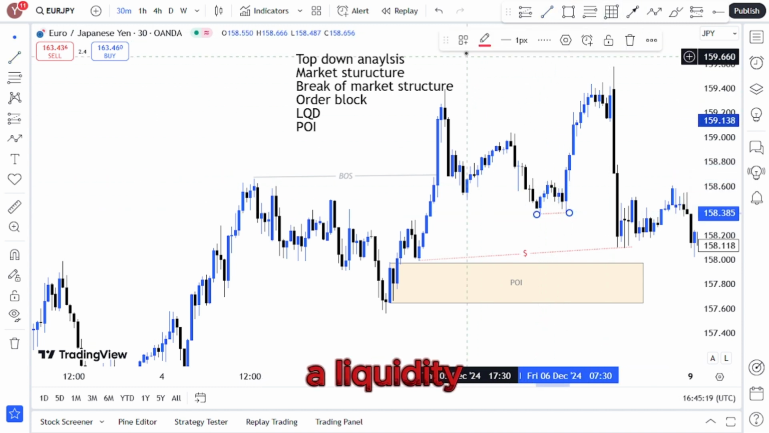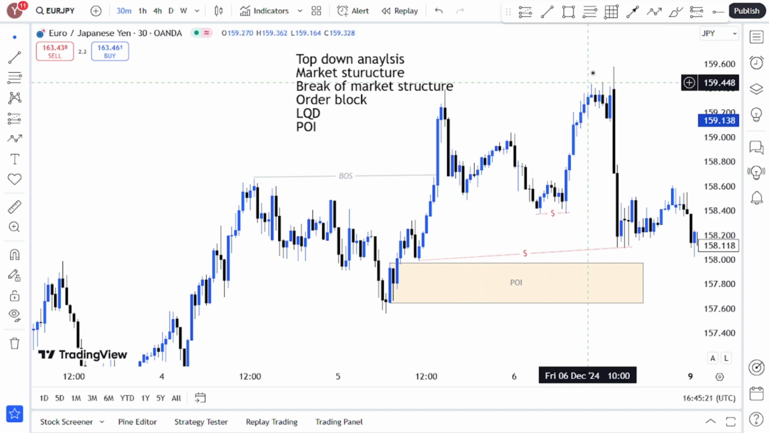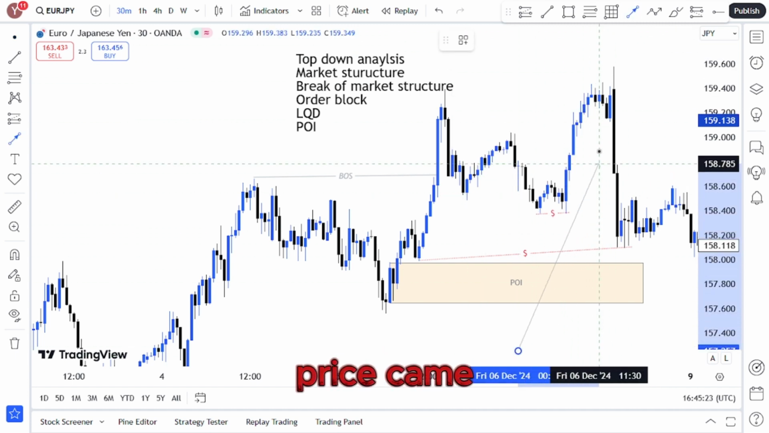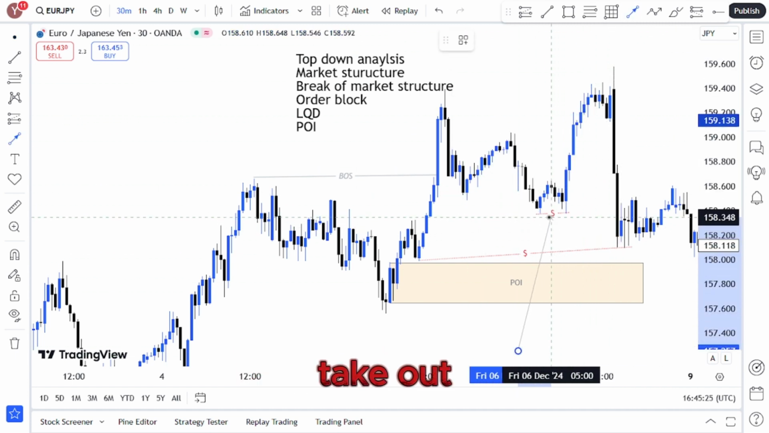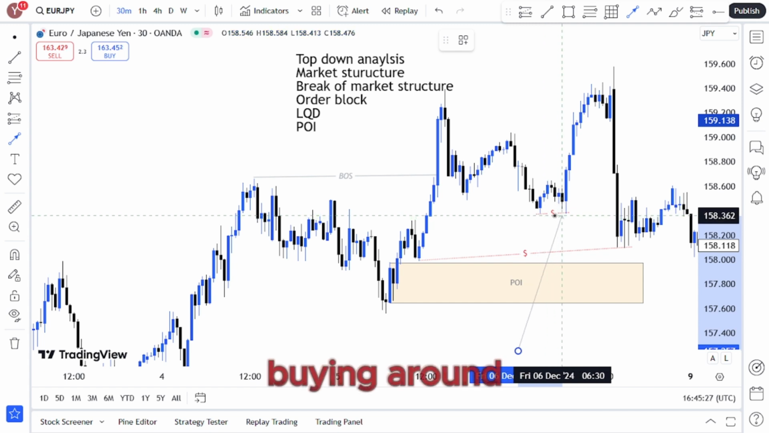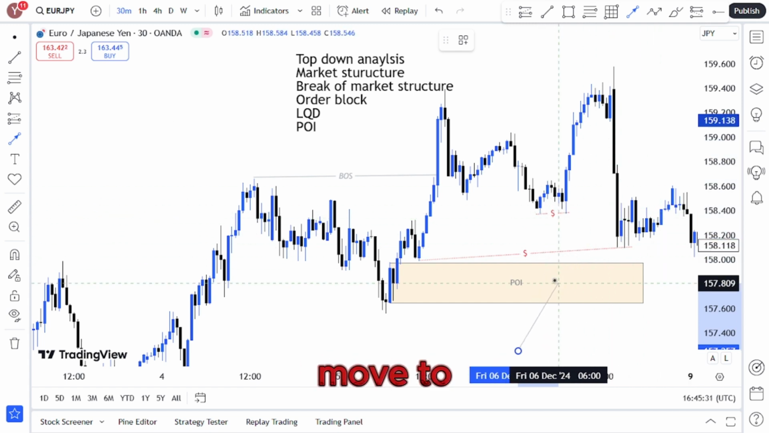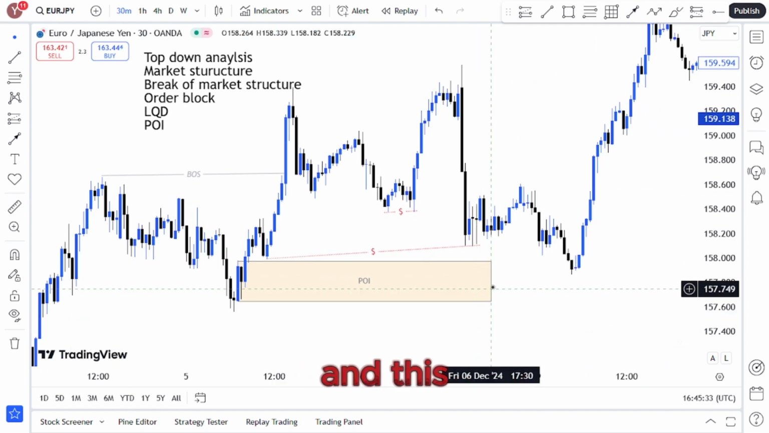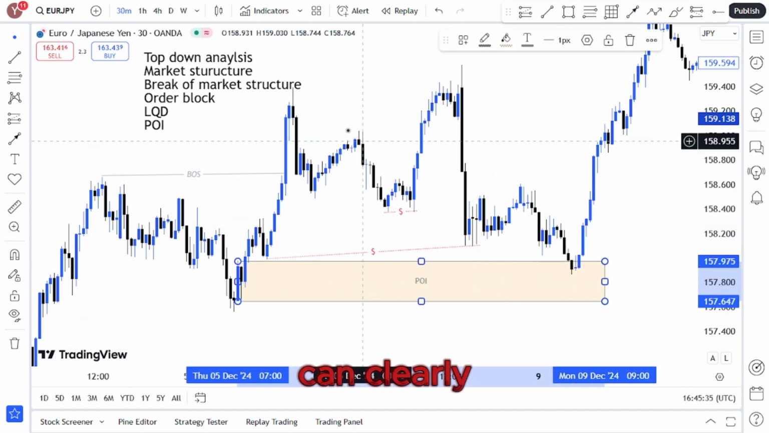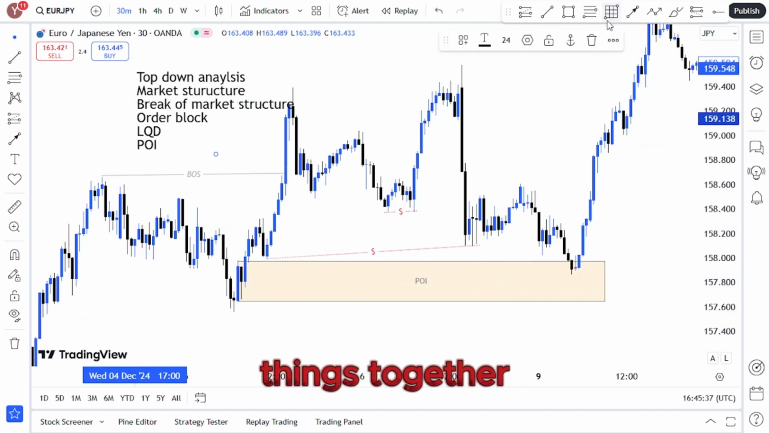This is the liquidity in the markets, and this is how price came back aggressively, took out all the people that were selling and buying around here, stopped them out, and you see how price moved to the upside very, very aggressively. And this is your POI. So you can clearly see that we've put all these things together.